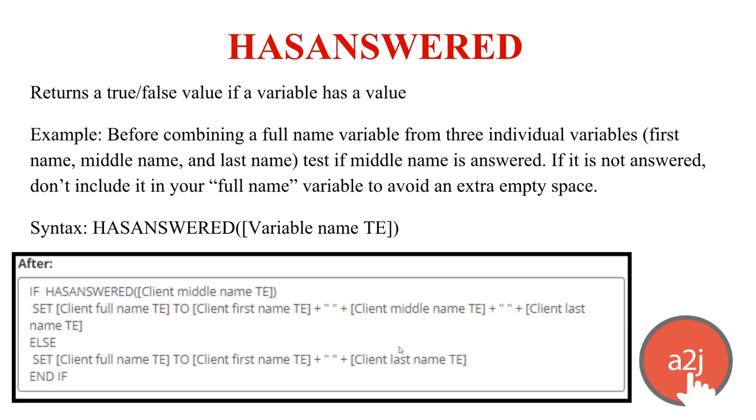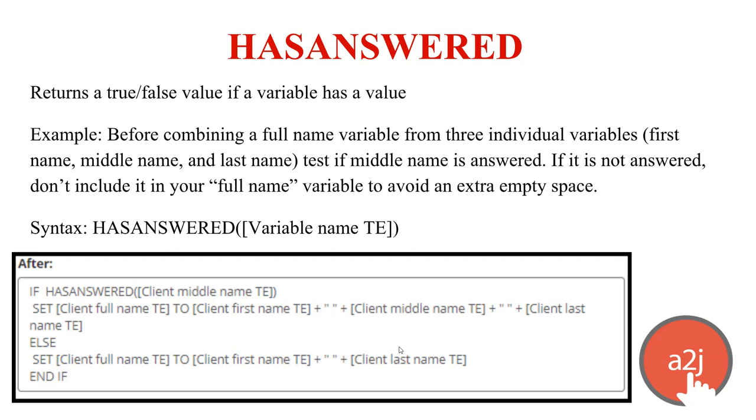Has answered returns either a true or a false value, telling whether or not a variable has a value, if it has been answered. This is commonly used for combining an end user's name into something like client full name. So not everyone has a middle name, so you want to test before you set client full name to client first name, client middle name, client last name.